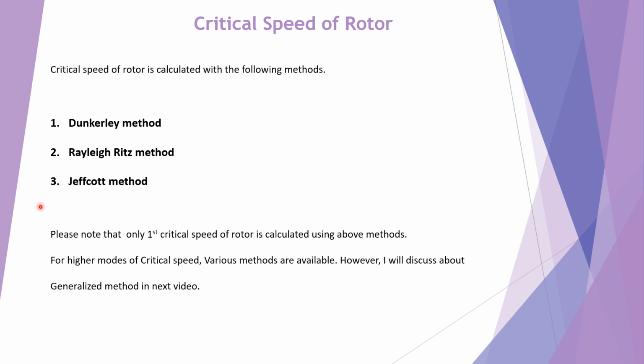For higher modes of critical speed, there are various methods available. However, I will discuss generalized methods in the next videos. So let's discuss all three methods, that is the Dunkerley method, Rayleigh method, and Jeffcott method.